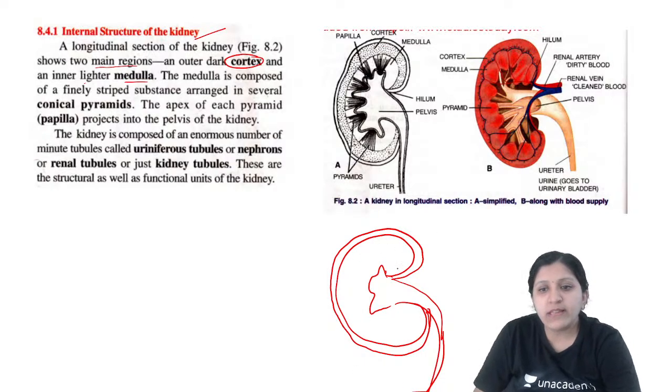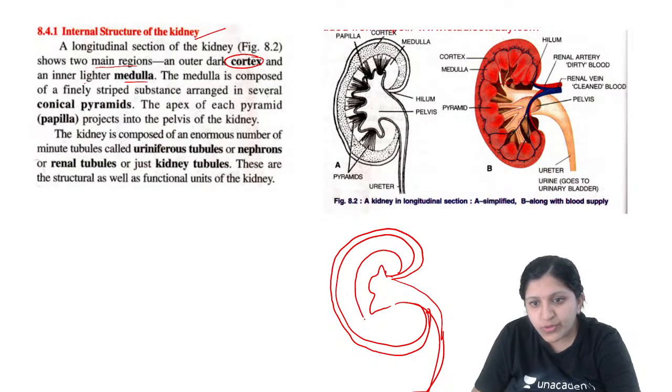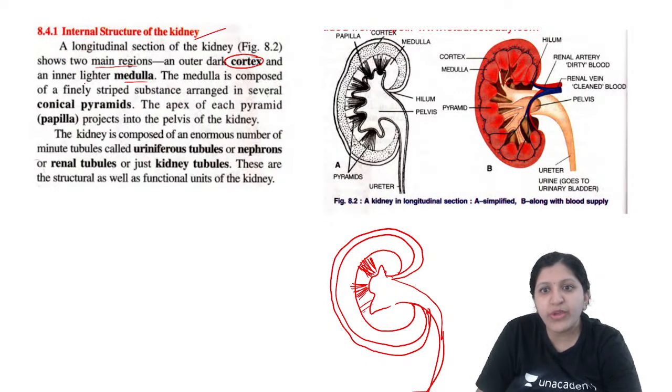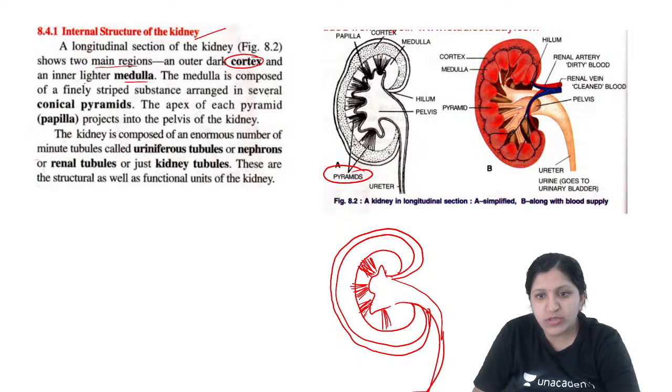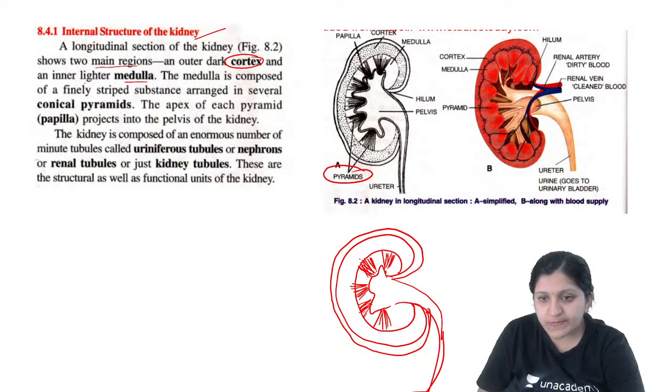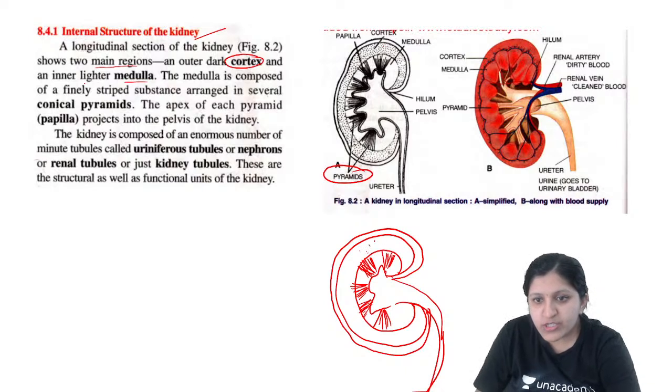Other than that you will be drawing the medullary region. This one is the cortex region, and then there is the medulla region. At the junctions you will find certain striations, which we call kidney pyramids. These pyramids you will find in the medullary region. So these are all pyramids over here. This particular pyramid is made up of, I'll explain about that. This dotted appearance is there.